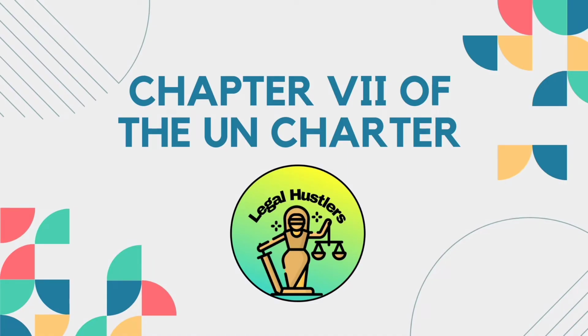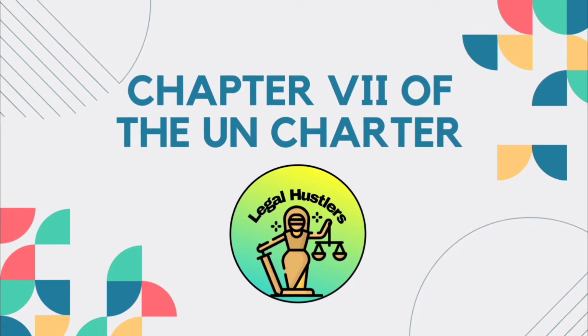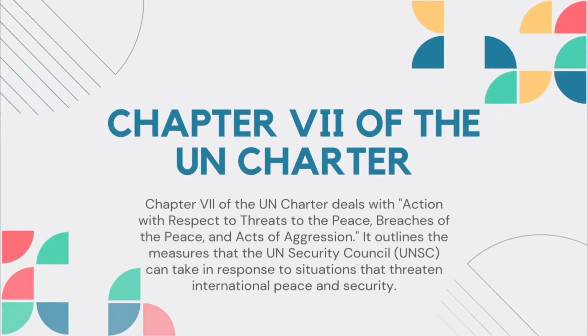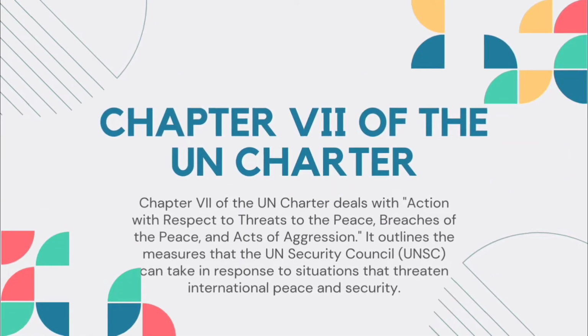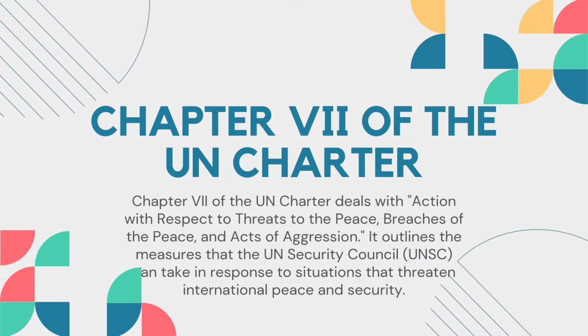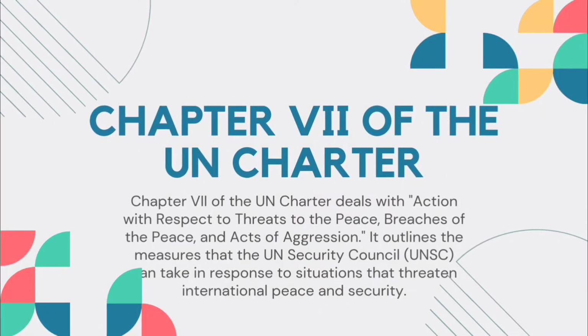In this video, we will explore the foundational principles of international peace and security with a breakdown of Chapter 7 of the UN Charter. Chapter 7 of the UN Charter deals with action with respect to threats to the peace, breaches of the peace, and acts of aggression. It outlines the measures that the UN Security Council can take in response to situations that threaten international peace and security.